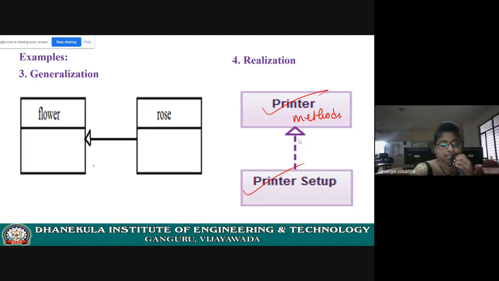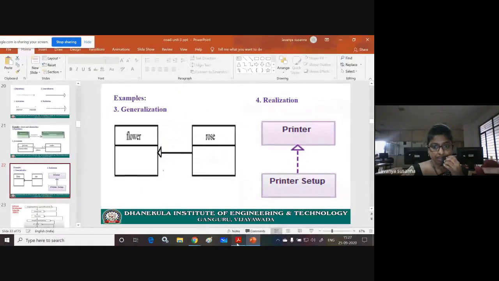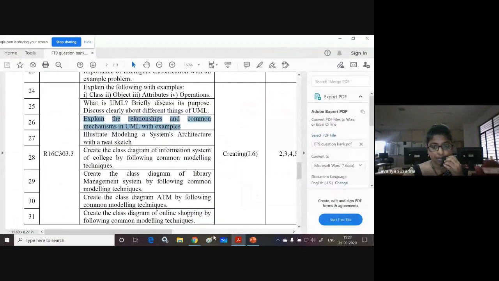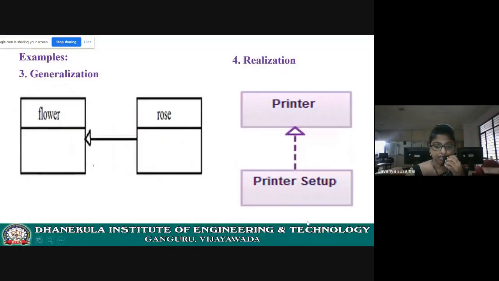You need to explain with examples, at least two examples. Now let us see the next one. Common mechanisms are there, right? Let us see the common mechanisms.